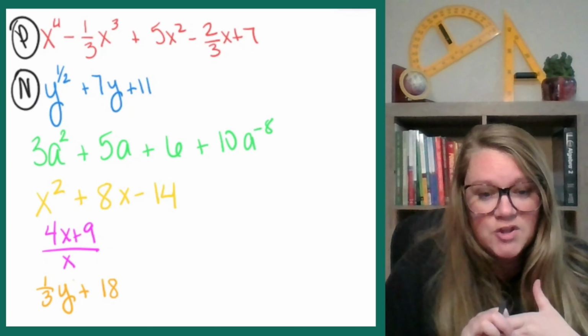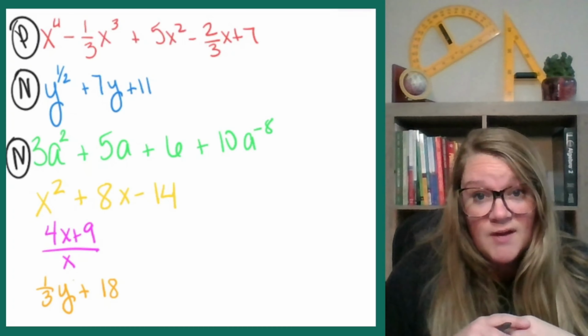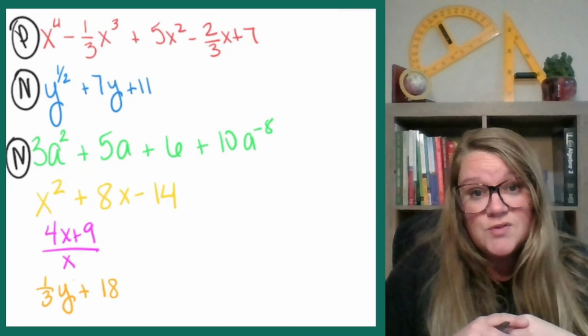Let's take a look at the green. If I start here, there's nothing bad here, nothing bad here, nothing bad here, but then I run into this -8 in my exponent. Negative numbers in our exponent are not okay. That makes it not a polynomial. So this one is also not a polynomial. The yellow one, x squared plus 8x minus 14, there's no negative exponents, there's no fractional exponents, and I'm not dividing by a variable. Fits all of our criteria, so this one is a polynomial.